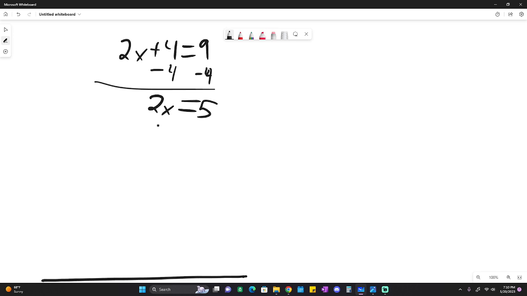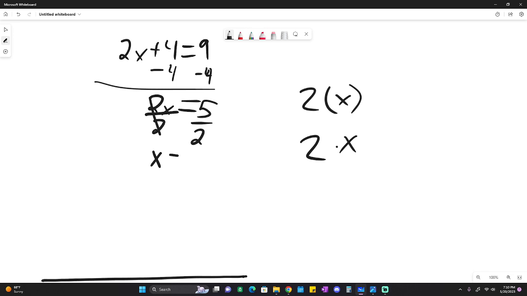Now, since we have this 2 in front of the x, this means that the x is being multiplied by 2. It looks something like this, or 2 times x. That is what this number means. To get rid of this, the opposite of multiplication is division. And since I divided this by 2, I need to divide the other side by 2 also. Since the 2's cancel out, we are left with x on this side equals 5 divided by 2.